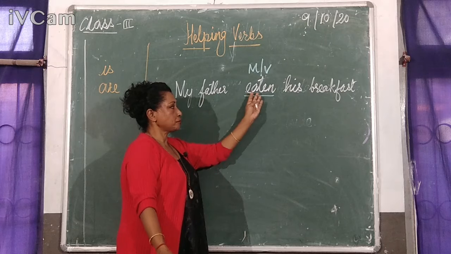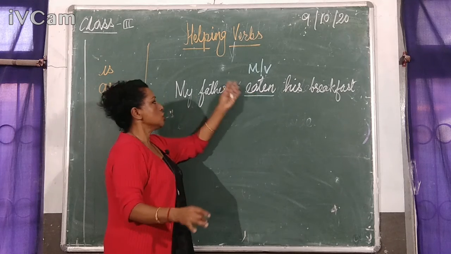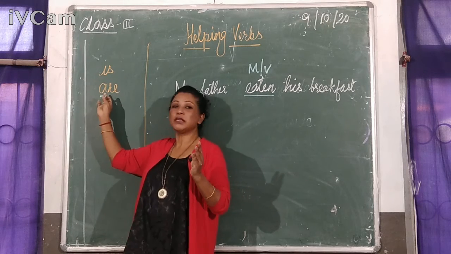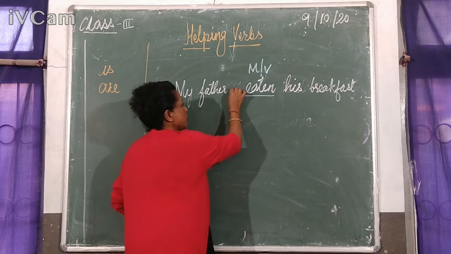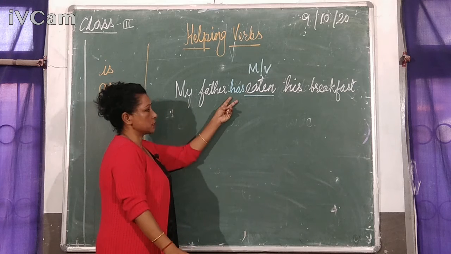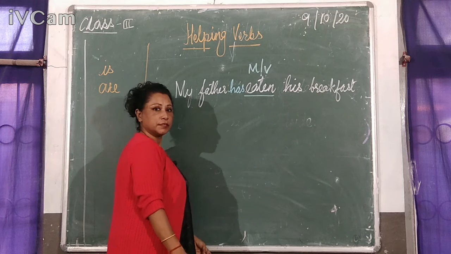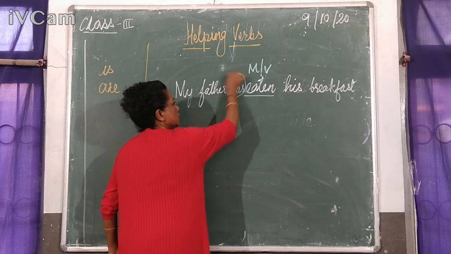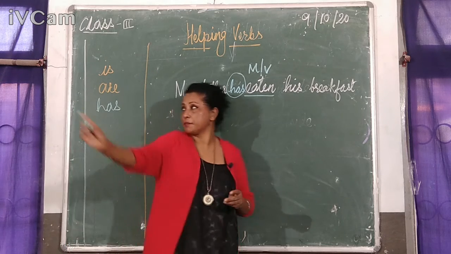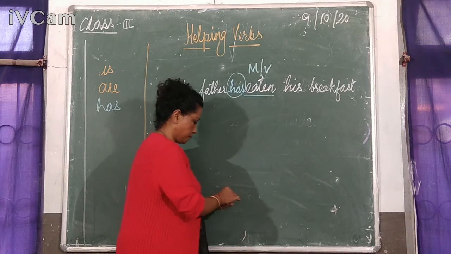Right. So, the work which is already done, the work is already finished. Alright. So, which helping verb can you use? You cannot write, my father is eaten, my father are eaten. You cannot do that. So, what will you write? My father has eaten. Can you see this color chart? My father has eaten his breakfast. Right? So, has is another helping verb. Another helping verb, has, which helps to make the sentence complete. Alright?